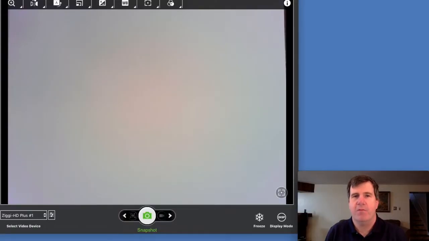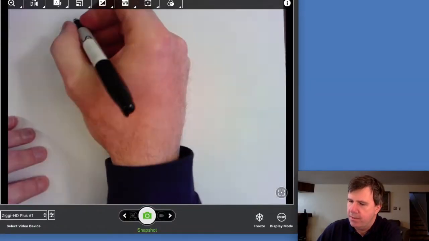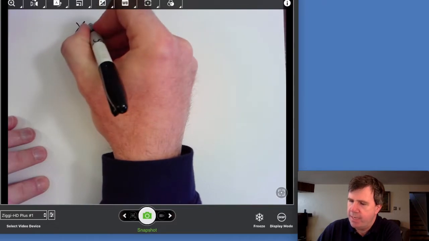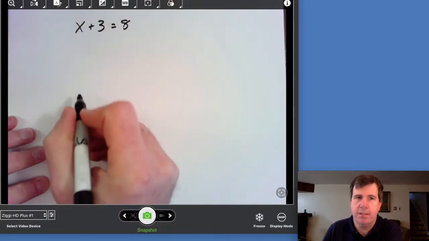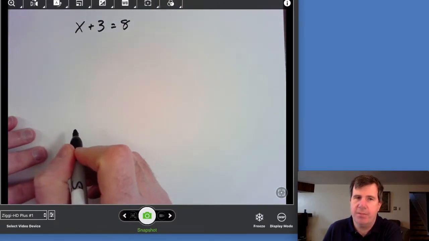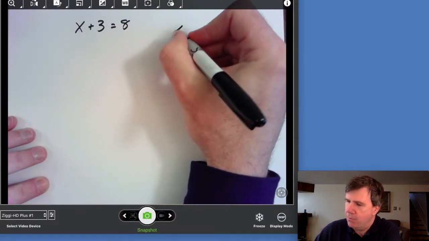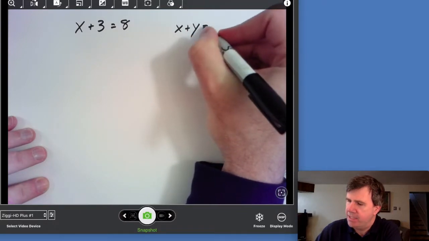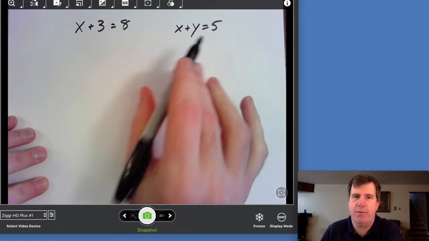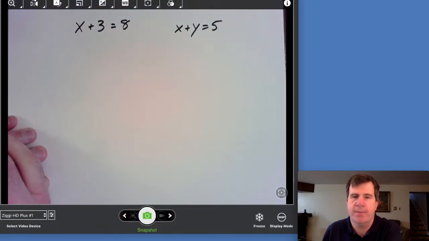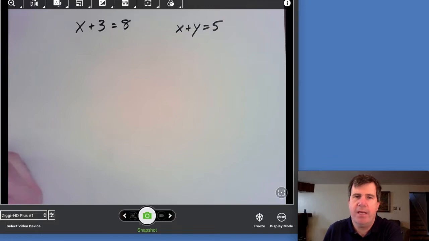Today we're going to start off with a couple of simple questions. The first one is, if you had x plus 3 equals 8, what are all the things that x could be to make this true? And the other one I'd like you to think about is, if we have x plus y equals 5, what are all the things that x and y could be to make this true? So I'm going to give you a few minutes to think about that. You can pause the video if you like, and then we'll come back and see what you did.